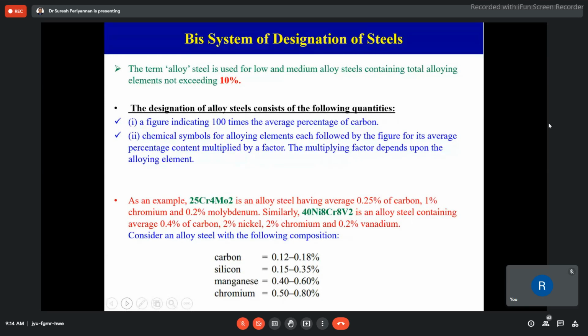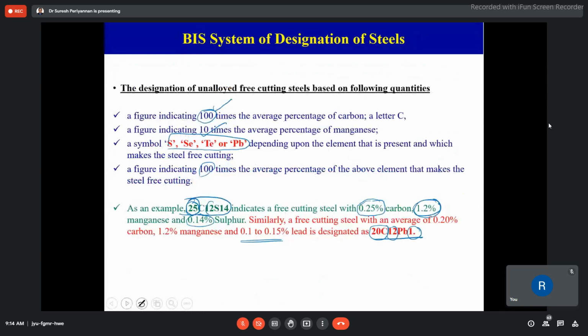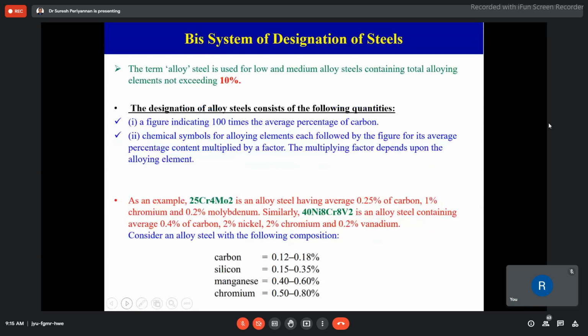Now here the designation of the steels consists of the following quantities. Earlier, in the previous two designations, we always used the carbon content, for example 50C, 20C, 12Pb1. Now in this designation, I'm not going to use carbon content. Based on other elements, I'm going to use the designation system. How to understand the designation for my material, for designing my material, that's what we are going to discuss now.